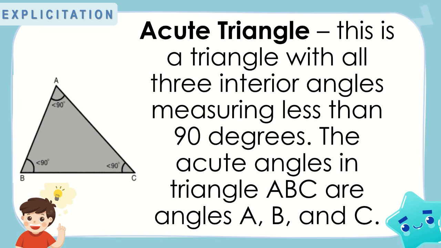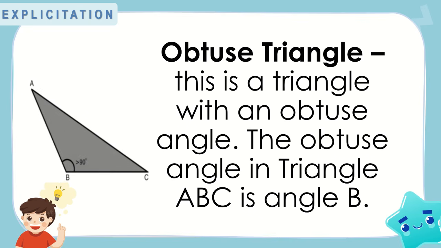Acute triangle. This is a triangle with all three interior angles measuring less than 90 degrees. The acute angles in triangle ABC are angles A, B, and C. Obtuse triangle. This is a triangle with an obtuse angle. The obtuse angle in triangle ABC is angle B.